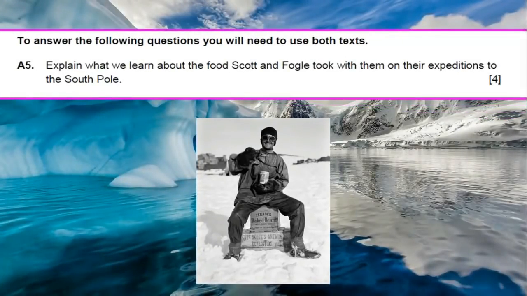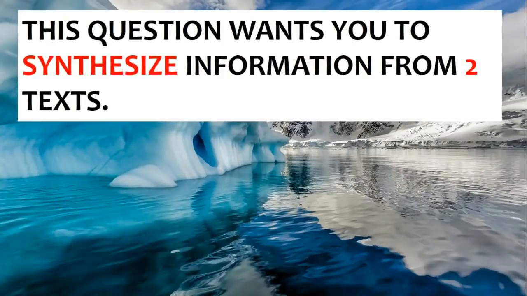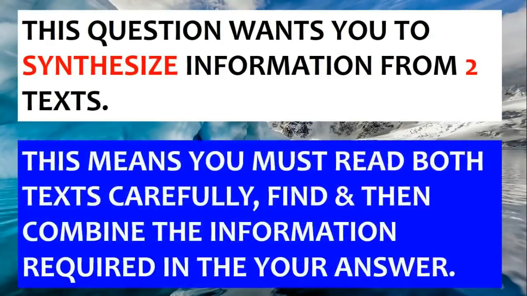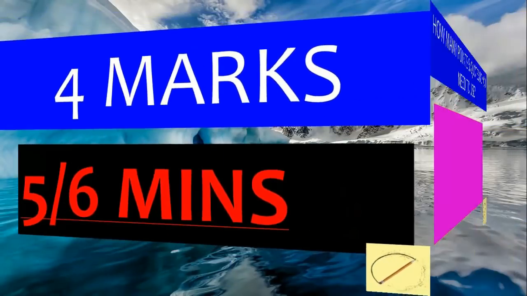So again, the question is, look at both texts, explain what we learned about the food Scott and Fogle took with them on their expeditions. This question wants you to synthesize information from two texts. This means you must read both texts carefully, find and then combine the information required in your answer. Like I said, it's worth 4 marks, so we should be spending 5 to 6 minutes on it.